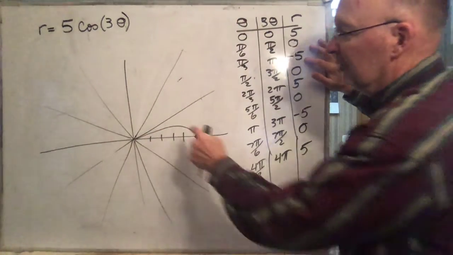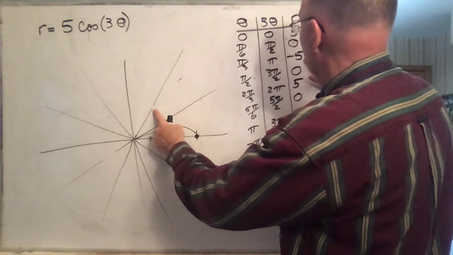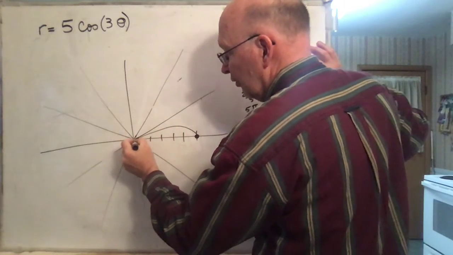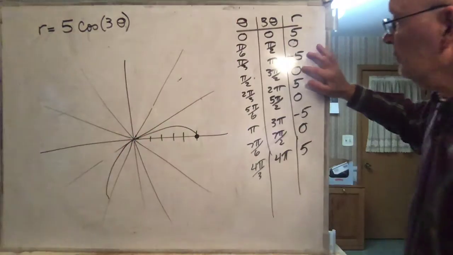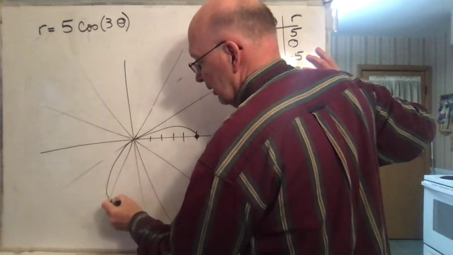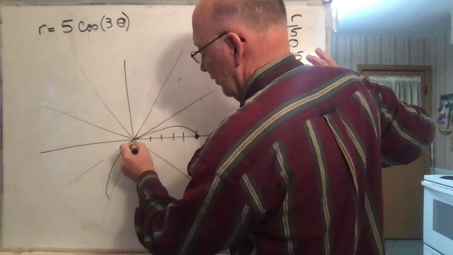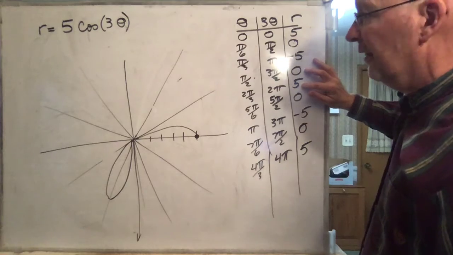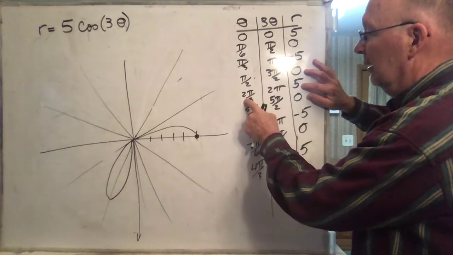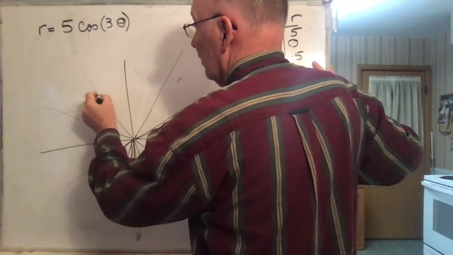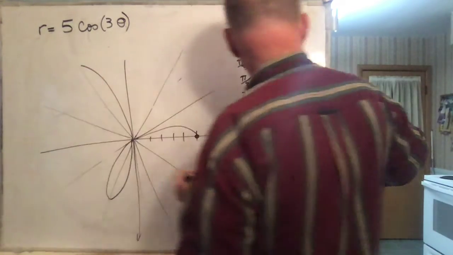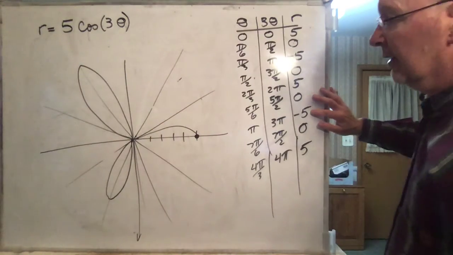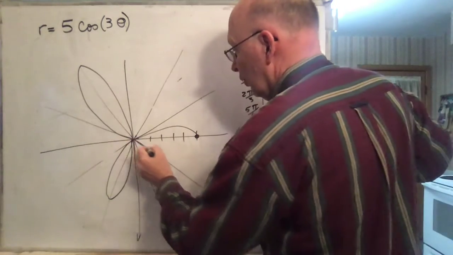By the time you get to pi over 3, which is right here, it goes to negative 5. If it went to positive 5, it would be out here, but it's going to negative 5. So it's going to go like this. Then back to 0 again. This is your negative axis here. Then back to 0. Then by the time you go to 2 pi over 3, it goes to 5. So here's 2 pi over 3 right there. Then back to 0 again, like that. Then to negative 5, so it goes right there.